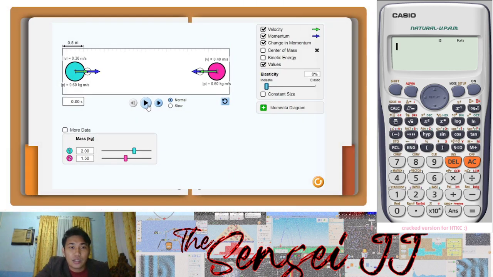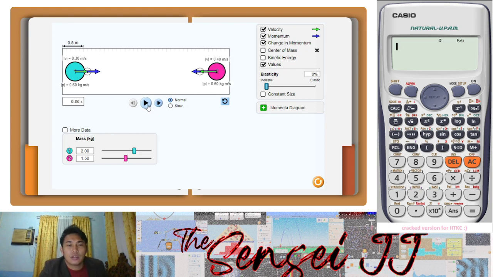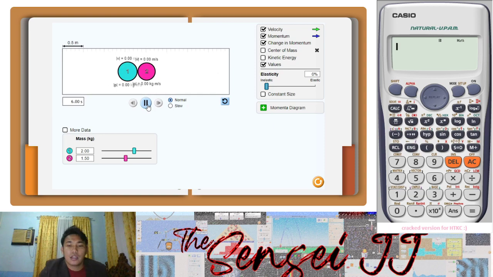Okay, so what's going to happen next, sir? If the first object has a smaller velocity but is greater in size, and the other one has greater velocity but is lesser in size, what will happen, sir? Okay, so let's watch this one, guys. Ball one has a slower velocity.